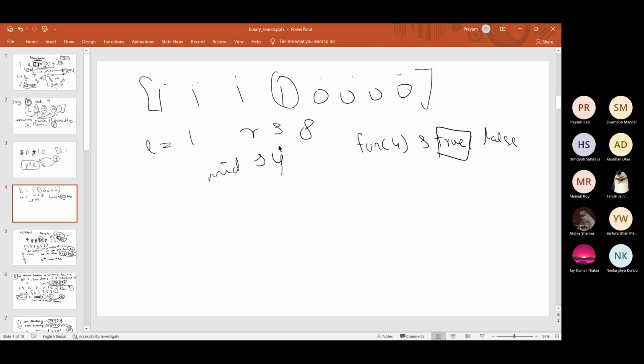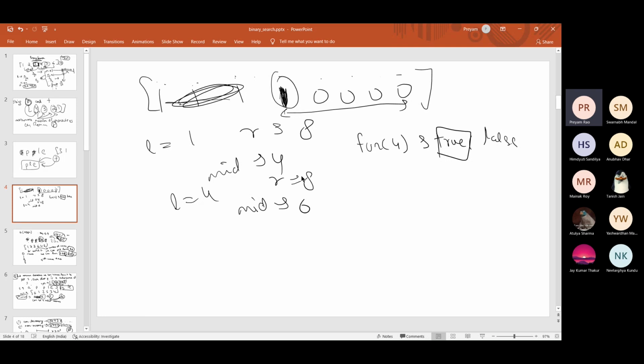If it is true, then that's all well and good. But we need to find the last element for which the function is true. Now, if it is true for this point, then the last element for which it is true must be over here, it cannot be over here. So we'll update L with the value of mid. Now L would be equal to 4, R would be equal to 8. Then again, mid would be equal to both of these divided by 2, which is 6. This value would be false.